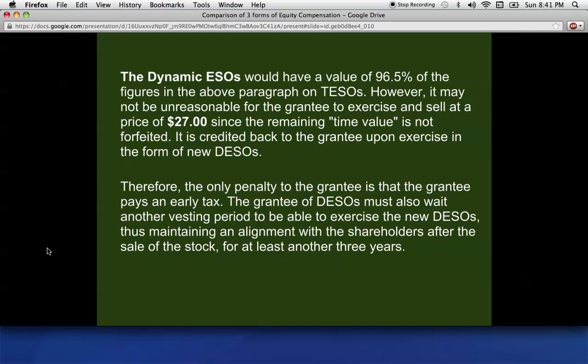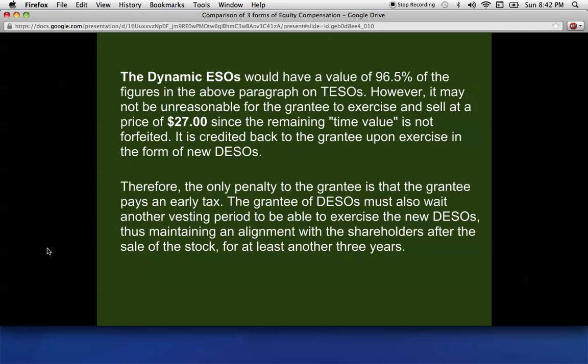Okay, so the biggest penalty for early exercising when you have traditional employee stock options is the time value forfeiture. Whereas if you eliminate that by making it part of the dynamic employee contract to give back the time value that is otherwise forfeited, then a lot of times it's not that inefficient to exercise even when the stock's 27 and you have an exercise price of 20. Therefore, the only penalty to the grantee is that the grantee pays an early tax on the intrinsic value.